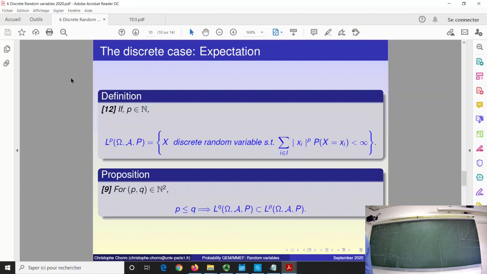So it's a definition. Why not? It's the set of random variables fulfilling one particular condition, that is, this sum is finite here. Okay? With p that is a power, absolute value of xi to the power p. First remark. What happens if my small p is equal to 0?